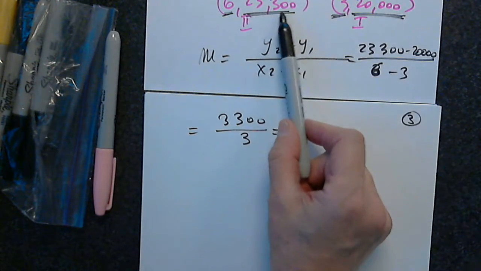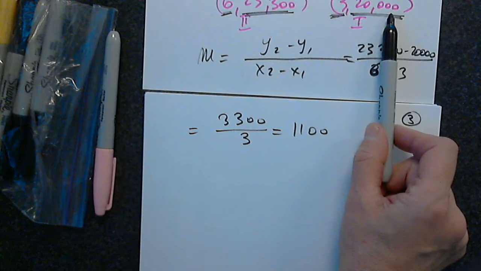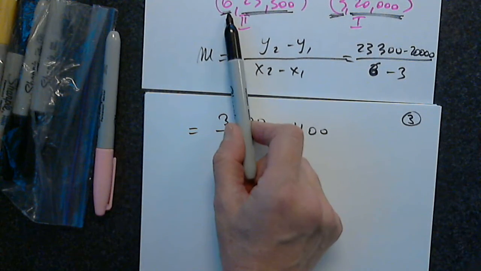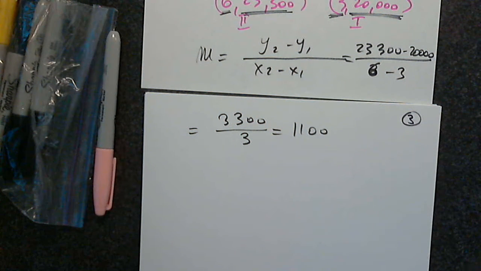So it's 23,300 from point 2 minus 20,000 from point 1, over 6 from point 2 minus 3 from point 1. Is that better? So 23,300 minus 20,000 is 3,300. 6 minus 3 is 3. And 3,300 over 3 is 1,100.